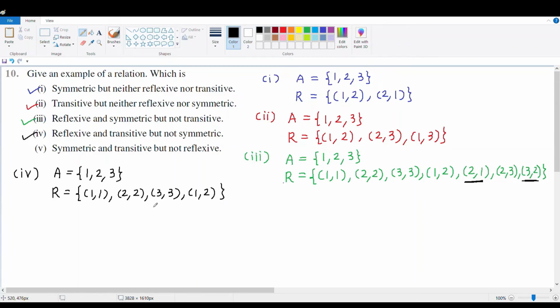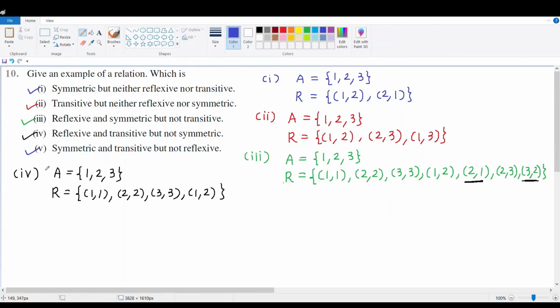So 1, 1, 2, 2, 3, 3 is there, so yes, it is reflexive. Now let's check for transitive because it must be transitive as well. We have 1, 1 and 1, 2, so we must have 1, 2, which we already have. So yes, it is transitive and it cannot be symmetric. Since we have 1, 2, we would need 2, 1 for it to be symmetric. We don't have 2, 1, so it is not symmetric. So this is the example for question 4.